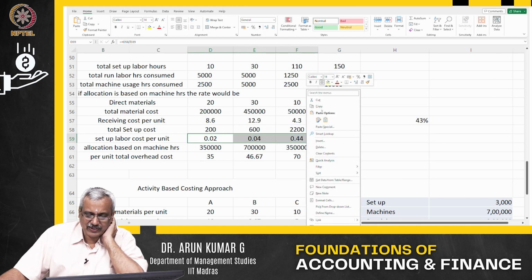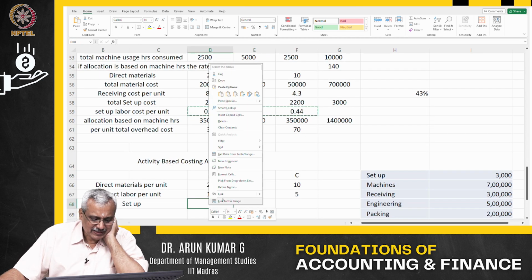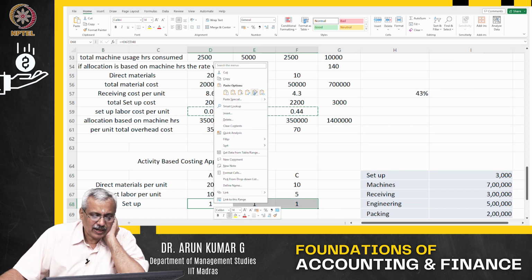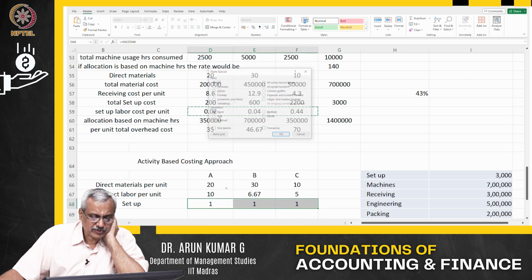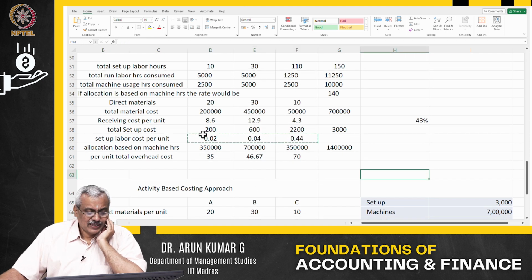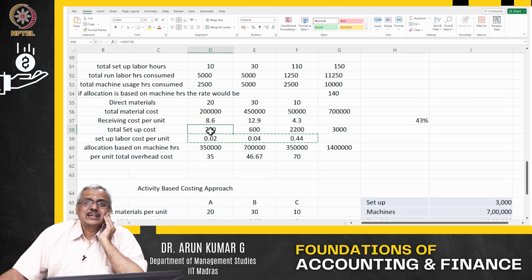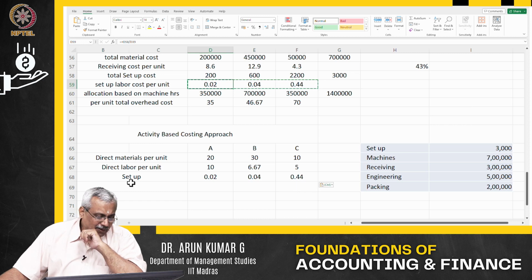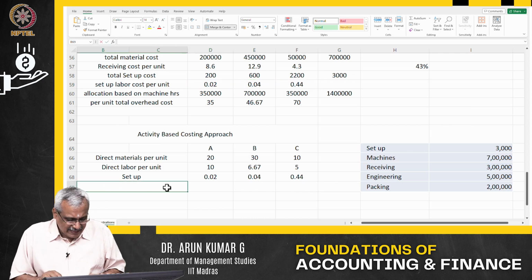Very clearly we have arrived at the cost, and this is going to be my cost in this particular case. I am just going to paste special, paste the values. Because we have said number of hours, very clear. So based on the number of hours, we have arrived at a setup cost per unit. So let us keep that. That's perfectly all. Now let us go to the next one. Let us say receiving.